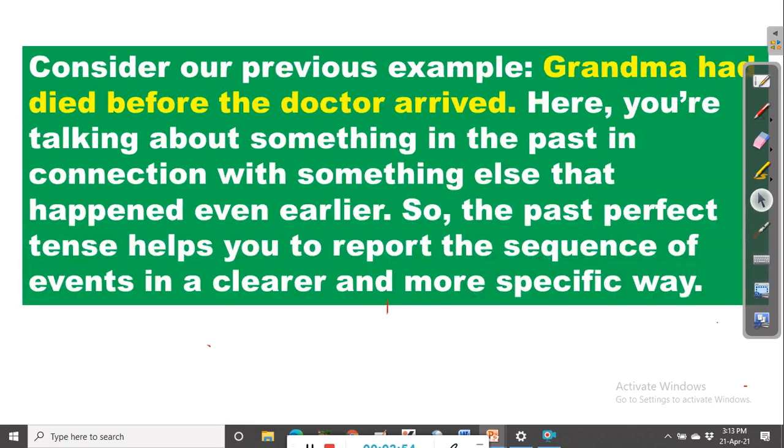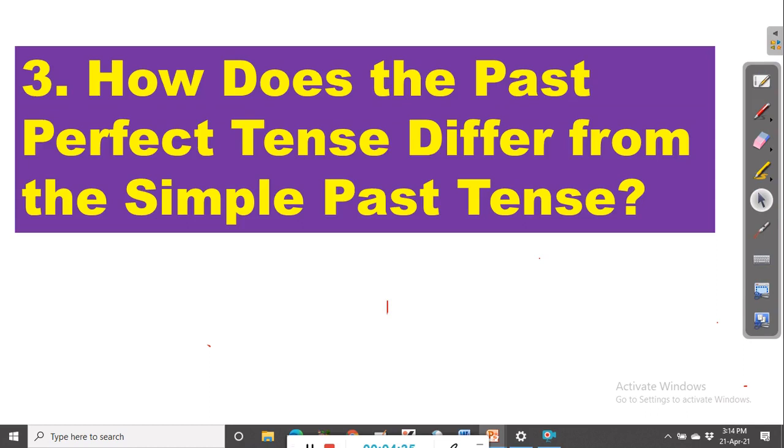All right, now consider our previous example. Grandma had died before the doctor arrived. Here you are talking about something in the past in connection with something else that had happened even earlier. Okay, 2 things, and then you are talking about one in connection with the other, and one thing happened before the other. So the past perfect tense helps you to report the sequence of events in a clearer and more specific way. All right, that's what the past perfect tense enables you to do in speech and in writing.